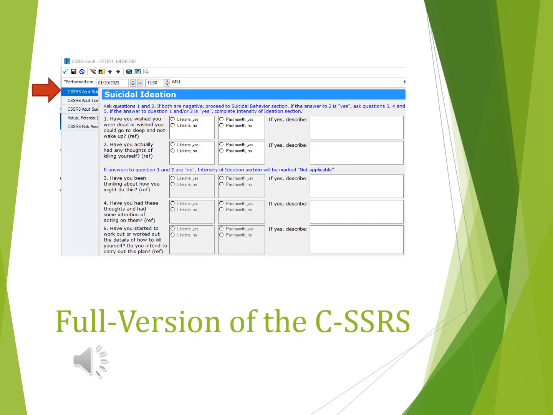The Joint Commission requires a suicide assessment of patients who have screened positive for suicidal ideation. The assessment asks about suicidal ideation, plan, intent, suicidal or self-harm behaviors, risk factors, and protective factors. The full version of the SSRS addresses these elements.